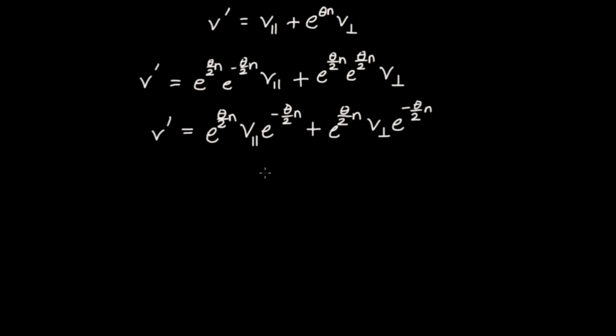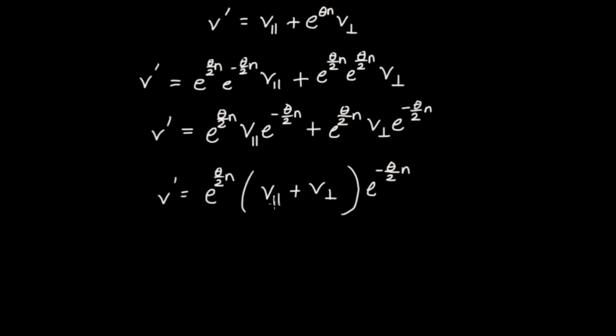Now look at what's going on here. I have two quaternions, the v parallel and the v perp, both being multiplied on the left by e to the theta over 2 times n, and both being multiplied on the right by e to the minus theta over 2 times n. So what I'm going to do is a little bit of factoring. I'm going to write v parallel plus v perp, then multiplied on the left by e to the theta over 2 times n, and multiplied on the right by e to the minus theta over 2 times n.